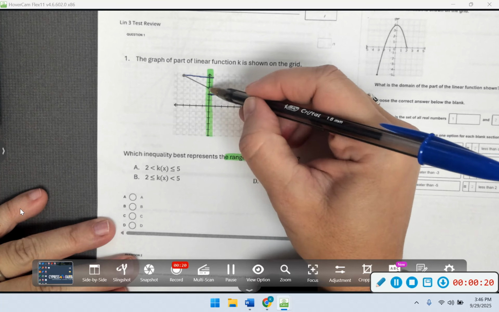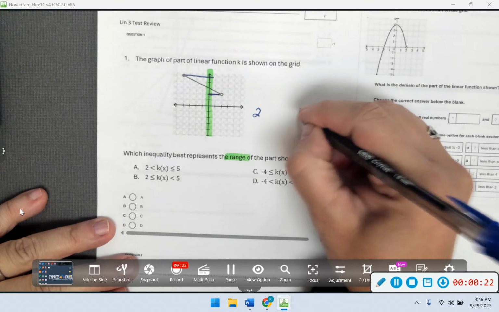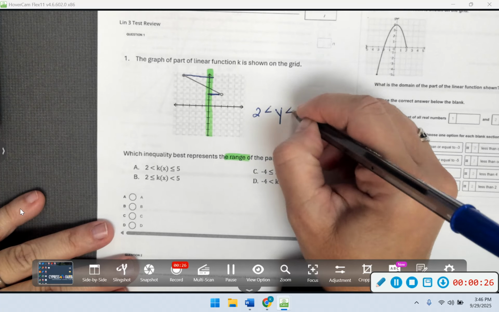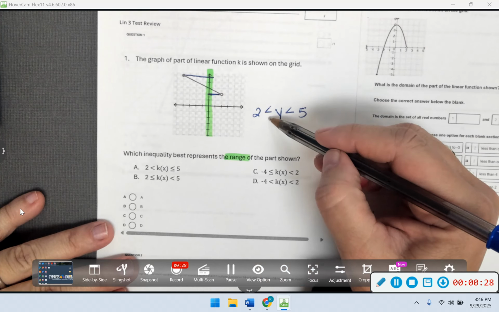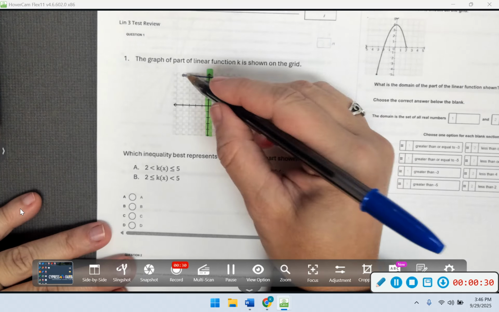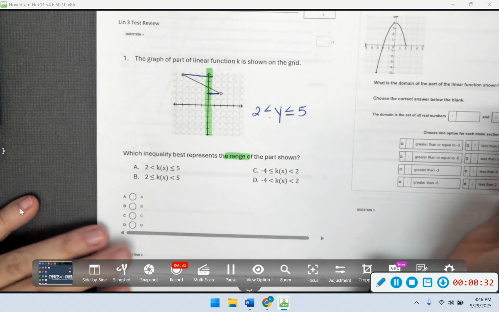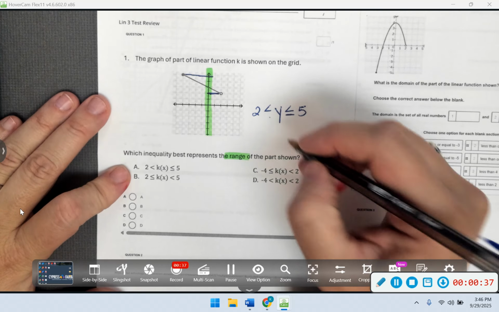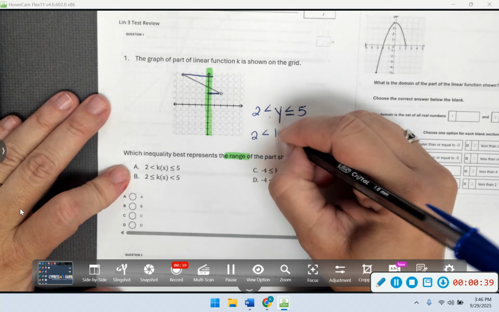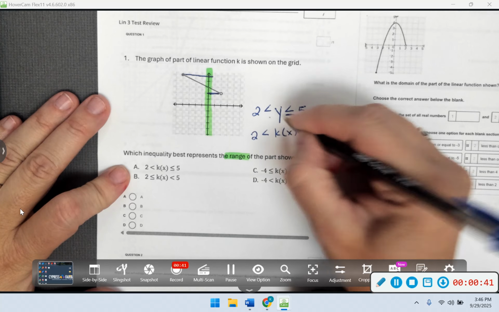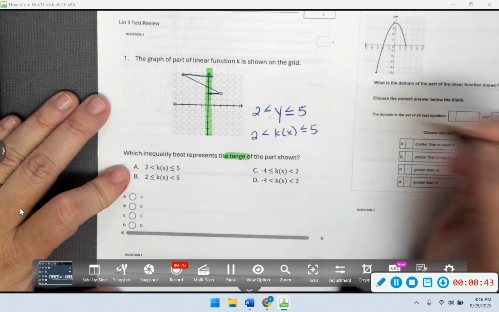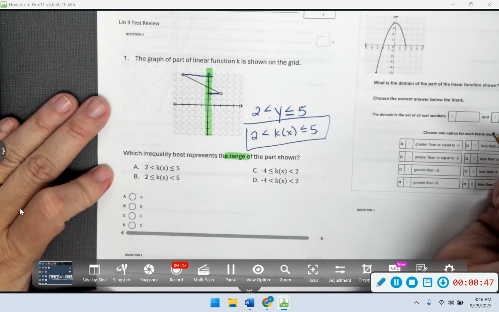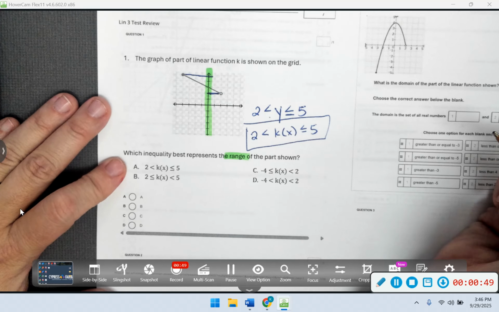So 1, 2, 3, 4, 5. And again, range is your y's, so you put the y in the middle and the less than symbol. So at 2 there's an open circle, so no line under the sign. And at 5 there's not an open circle, so a line under the sign. Now remember, if it's in function notation, you can write k of x. That's the same thing as y, it's just in function notation. So this would be my answer. So what is that? A.